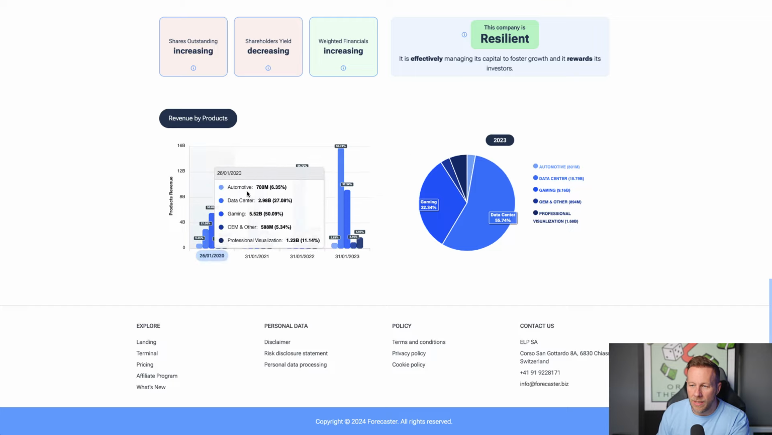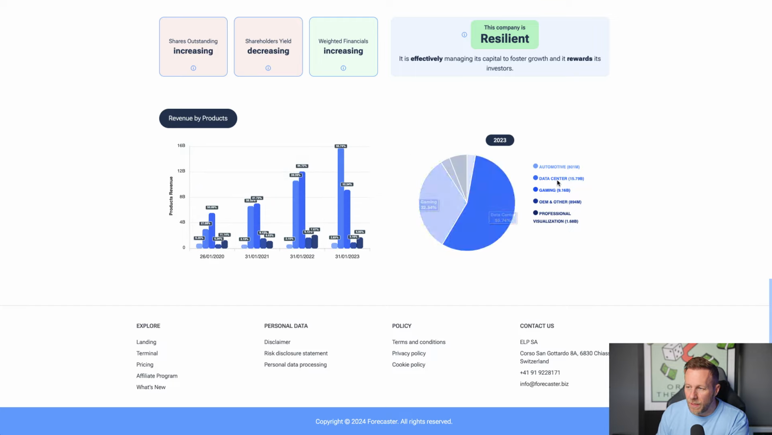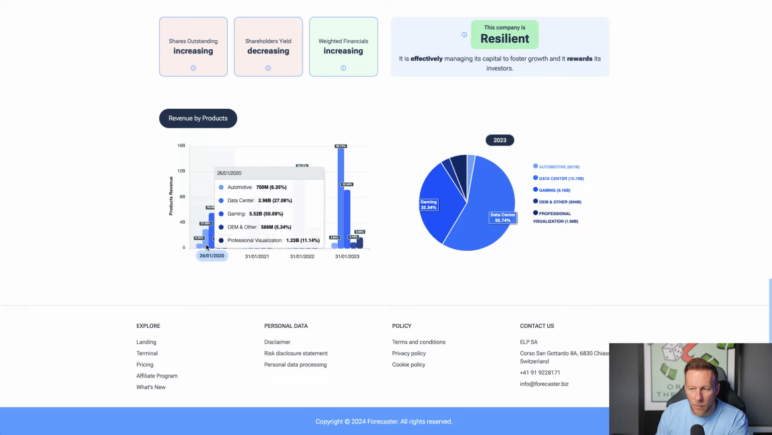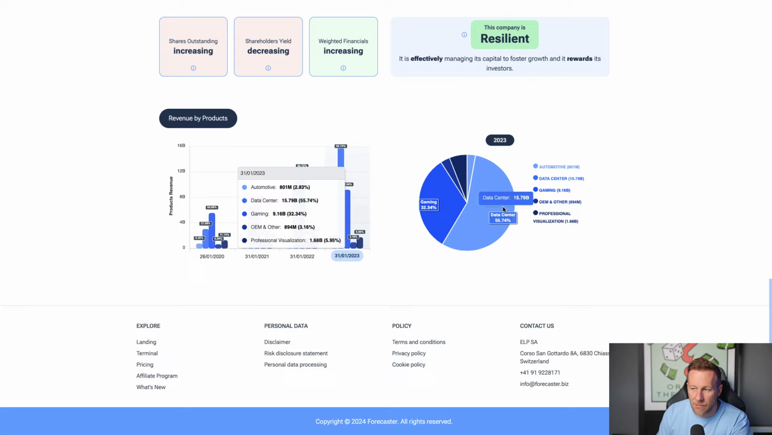Anyway, if we scroll down, you can see that the data center is growing massively. Actually, for a company that started as gaming, back in 2020 you can see that gaming was 50% of their revenue by product, and now it's only 32%, okay? And the data center is growing. It's the majority, which is really, really interesting, right? Everyone says data's where the money's at. That is a picture of what that means.